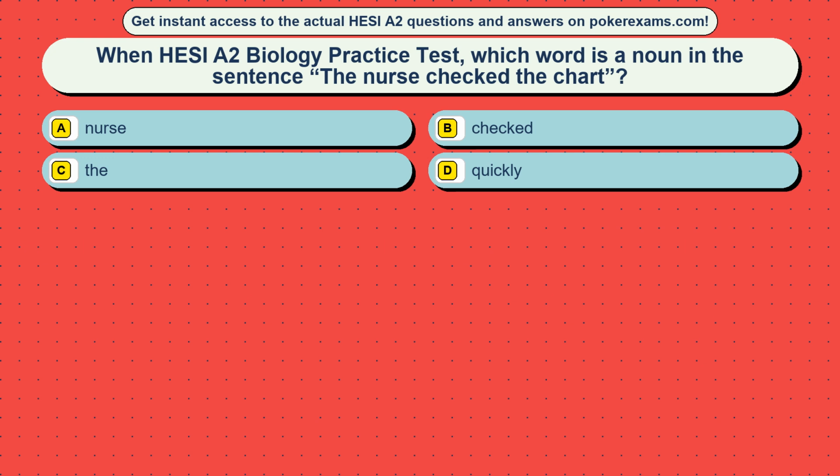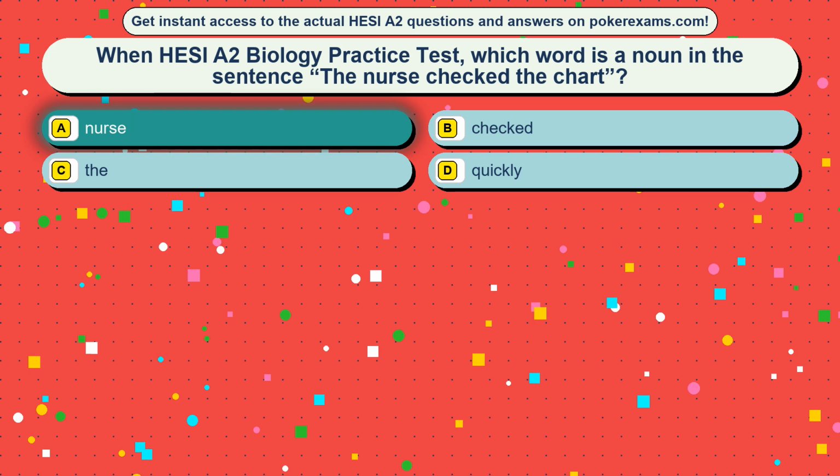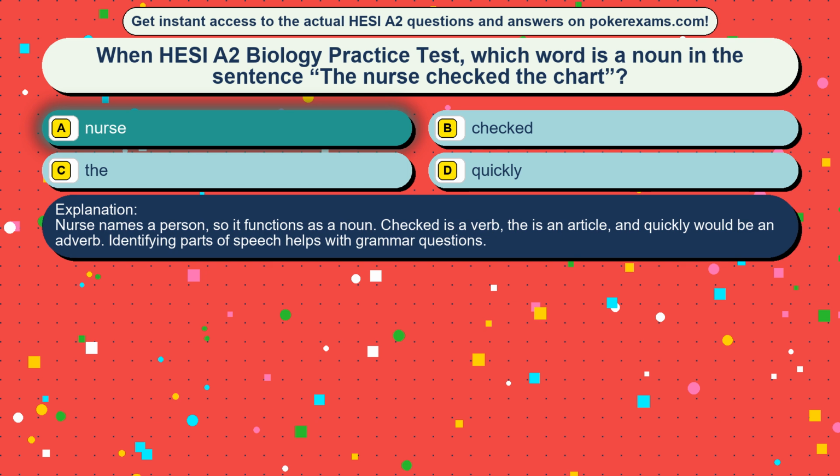Question 49. On the HESI A2 Biology practice test, which word is a noun in the sentence "The nurse checked the chart"? Option A, nurse. Option B, checked. Option C, the. Option D, quickly. The correct answer is option A, nurse. Nurse names a person, so it functions as a noun. Checked is a verb, the is an article, and quickly would be an adverb. Identifying parts of speech helps with grammar questions.